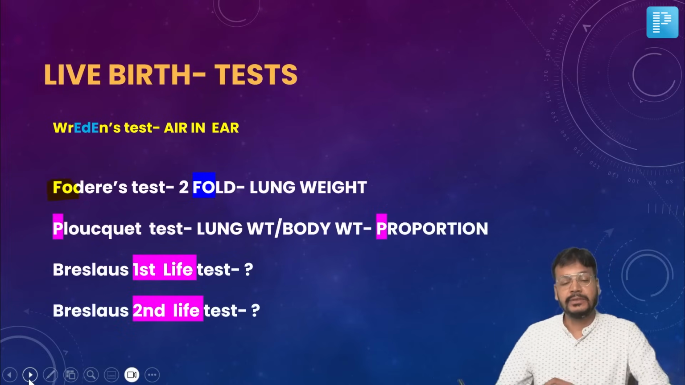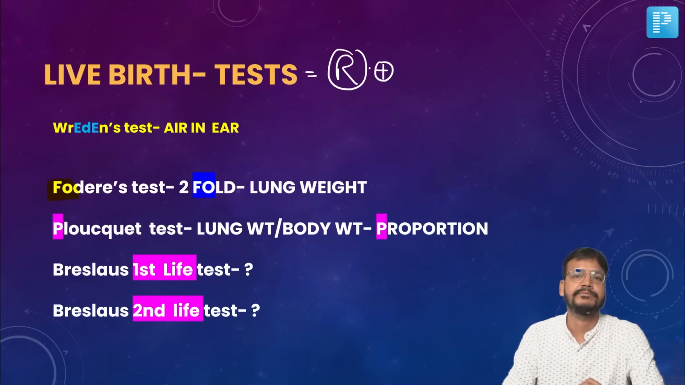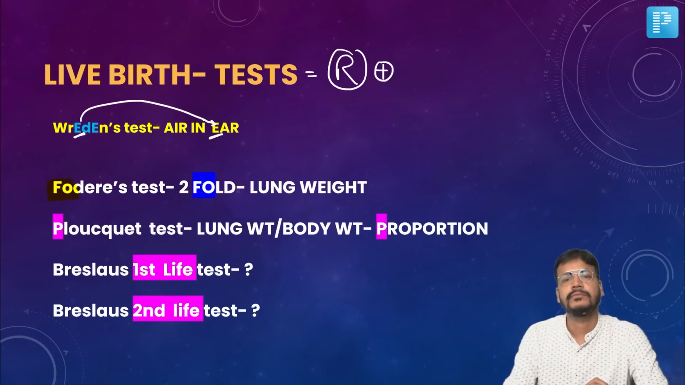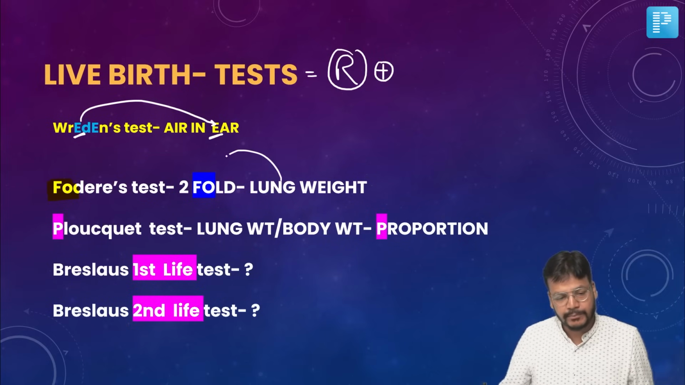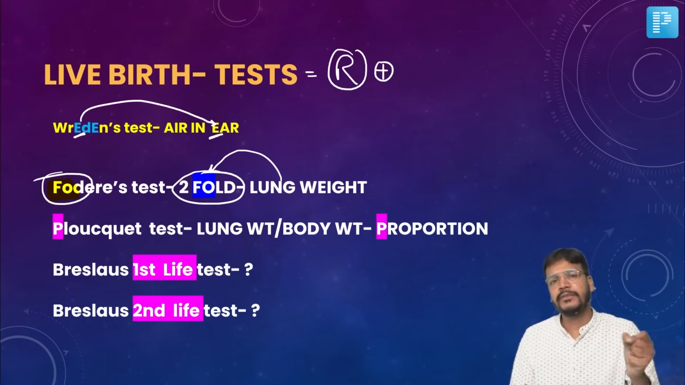Now, live birth tests. Very simple. Live birth means respiration has taken place. Air in ear. E for ear, it's the Redin test. Very simple trick. Air in ear, it's the Redin test. Fodre test. Lung becomes two-fold. Two-fold, Fodre test. Very simple trick I have made for you. After respiration, lung weight becomes two-fold.